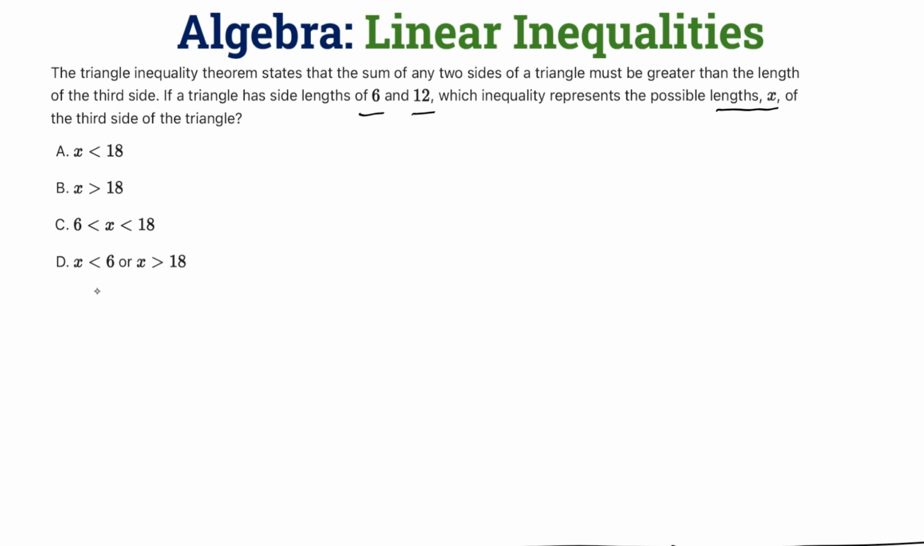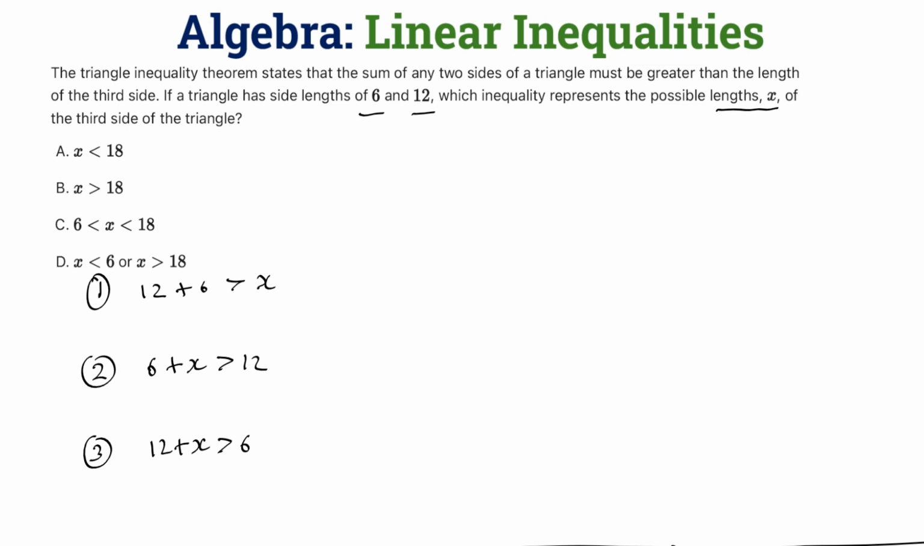So the three inequalities that we have to deal with are: 12 plus 6 is going to be greater than x. The second one is going to be 6 plus x is greater than 12. And the third one is going to be 12 plus x greater than 6.